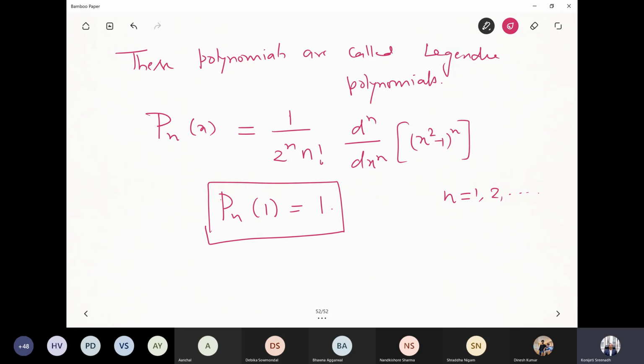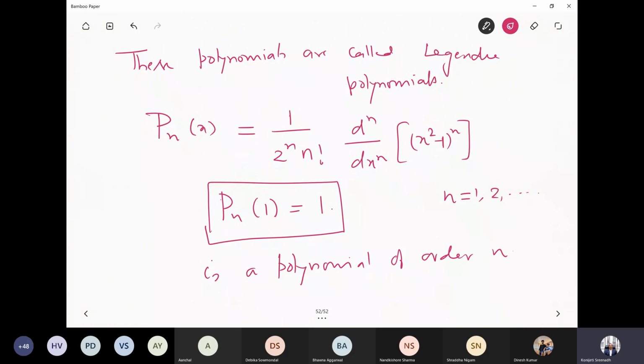You can show that this is actually a polynomial of degree n. Why is that? You look at (x squared minus 1)^n, it's a binomial expansion. The highest order term is going to be x^2n. When you differentiate n times, it becomes x^n, a polynomial of order n. That's not difficult to see.